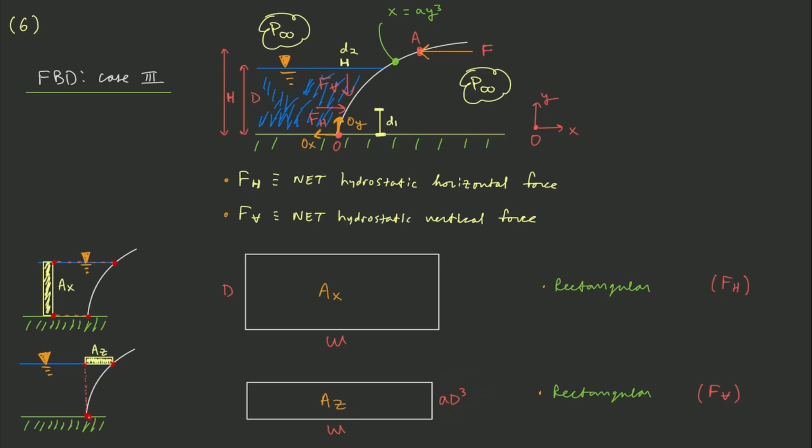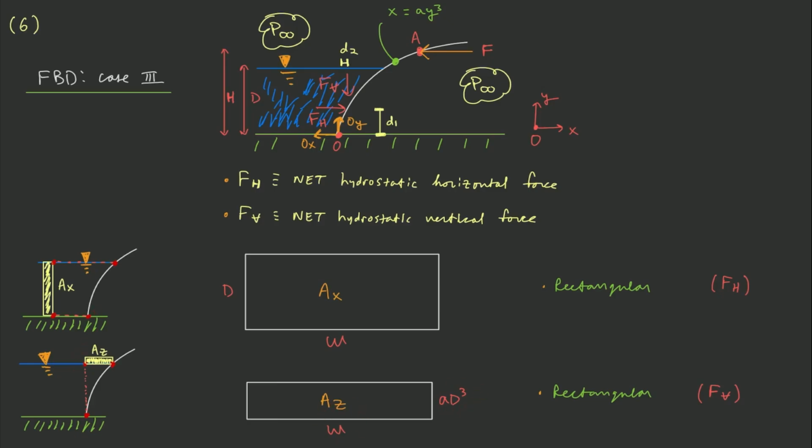A D cubed is just the x distance, the horizontal distance between this point and this point. How do we get that? Well, we know what the function of the gate is. It's x equals A y cubed. So if we have an origin right here, we know that this height relative to this origin is D. So if y is equal to D, then the x location of this point right here is x equals A D cubed. So this length is A D cubed because this is A D cubed and this is 0. So the length of it is A D cubed, and the width of it into the page is W.